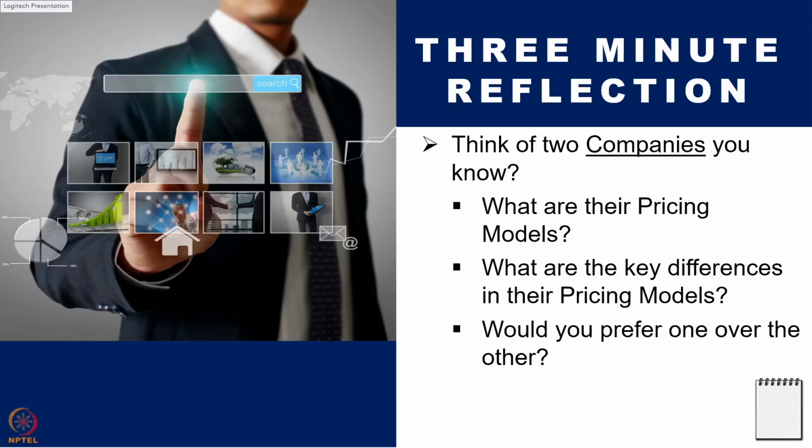So with that, please reflect for 3 minutes. Again, think of 2 different companies. Think about what are their pricing models. How are they different? For example, if you wanted to buy the same t-shirt or the same phone, and you had a choice to buy it from an e-commerce site or a large chain store or a small medium neighborhood store, how are the business models of those three retailers different? And how are they pricing it? And which one would you prefer?